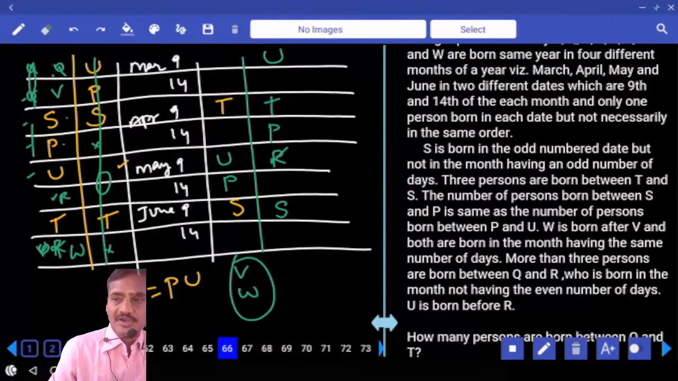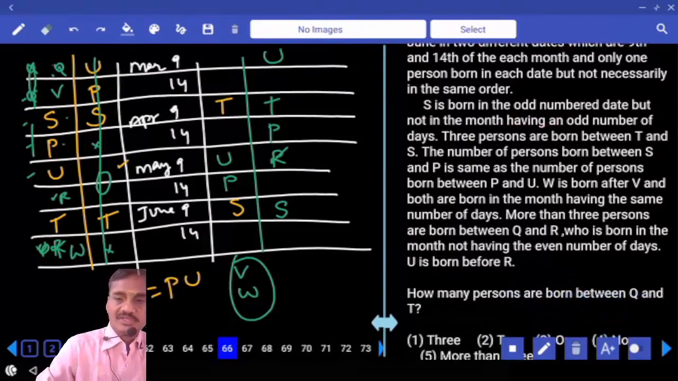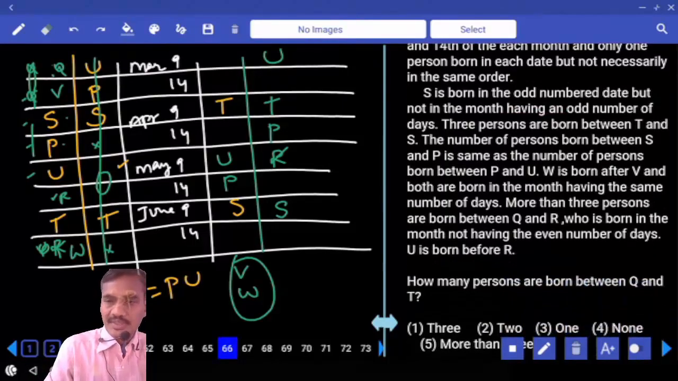S is born on an odd number date, but not in a month having an odd number of days. S is born in the month of April. And 3 persons between T and S. In between T and S, there are exactly 3. The number of persons born between S and P is 0. P and E is again 0.